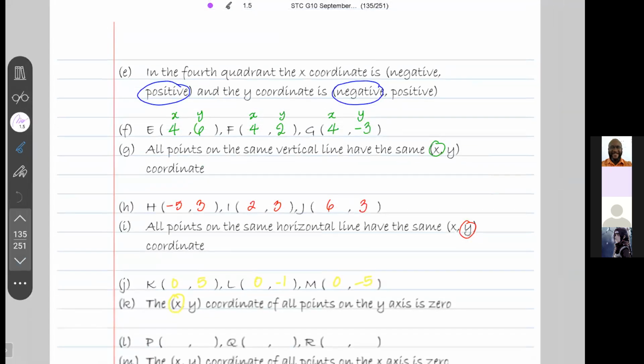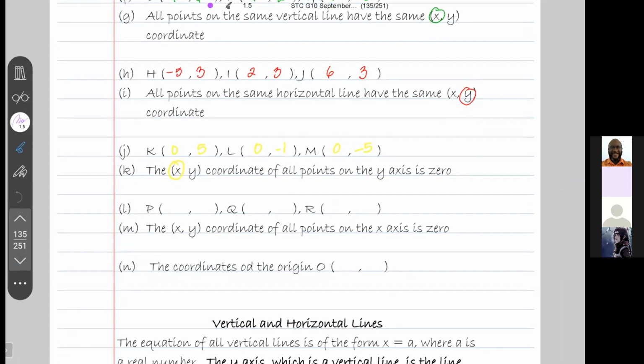All right, let's go P. Joanna, P. -5 and 0. -5, 0. Jadon, Q. -2, 0. Anaya, R. 5, 0.